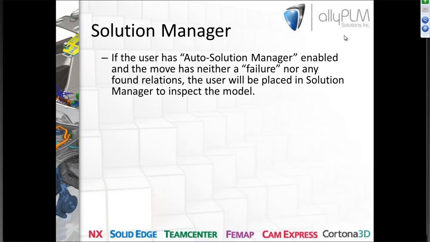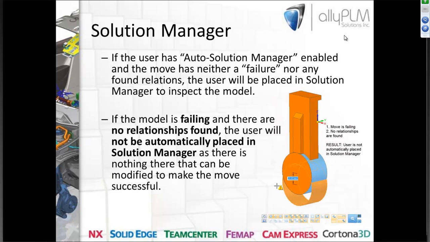So Auto Solution Manager can be turned on if you'd like it to always take place during an edit. I personally don't like it always on. If it's on, the way that it enters solution mode is based on whether the feature fails or not. So in this particular instance, the move is failing, but there's no particular relationship that's being found that's causing it to fail. So we're not going to take you into the Solution Manager mode because there's no relationship that you could use to turn off in Solution Manager.